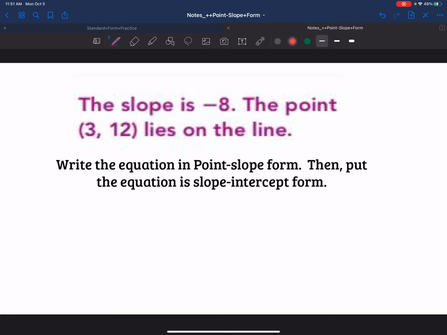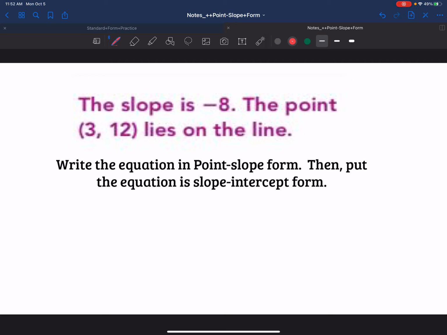This first example says the slope is -8. The point (3, 12) lies on the line. So we are going to use that information to use point slope form. So the great thing about point slope form is all we need is any point that's on the line and the slope. So in examples like this, when they give you those things right away, it's super easy.